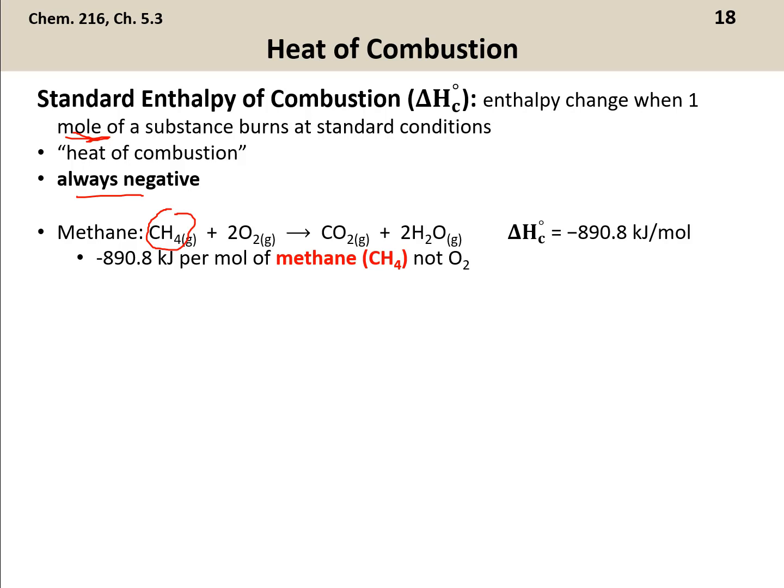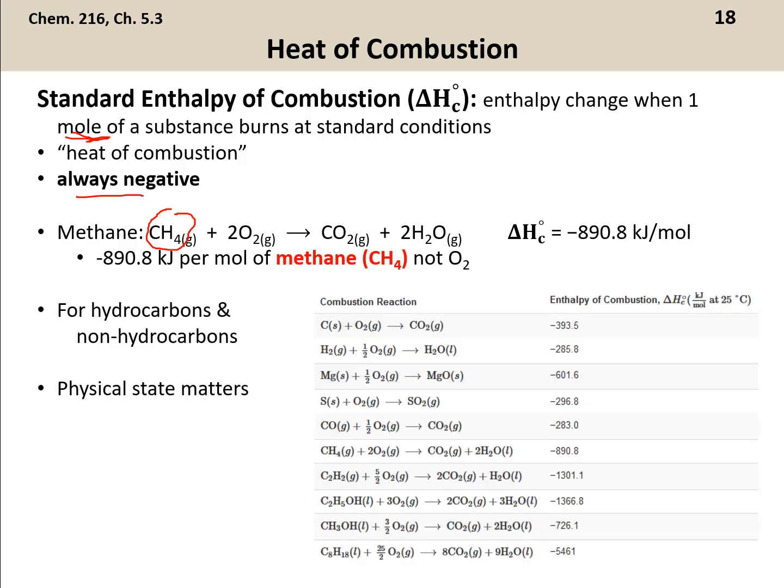This means that I have negative 890.8 kilojoules for every 1 mole of CH4. All right, so I can have all these delta HCs for a bunch of different reactions. Some of these are hydrocarbons, some are non-hydrocarbons. You can see here, these are all hydrocarbons, some with oxygen, and then these are non-hydrocarbons up here.